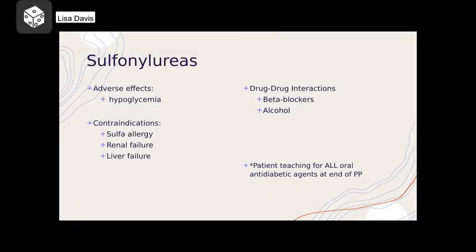Our main adverse effect for sulfonylureas is going to be hypoglycemia. Our contraindications include sulfa allergies and renal and liver failure. Our drug-to-drug interactions include other drugs that can lower your blood sugar, like beta blockers and alcohol. It's a bad idea to mix those together because they may double up the strength of the drug and make you hypoglycemic. And I have put all the patient teaching, because it's very similar for the oral antidiabetics, at the end of the PowerPoint to make it a little easier for you to study.